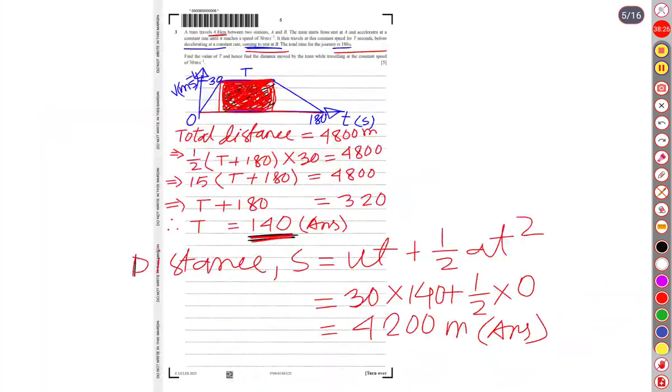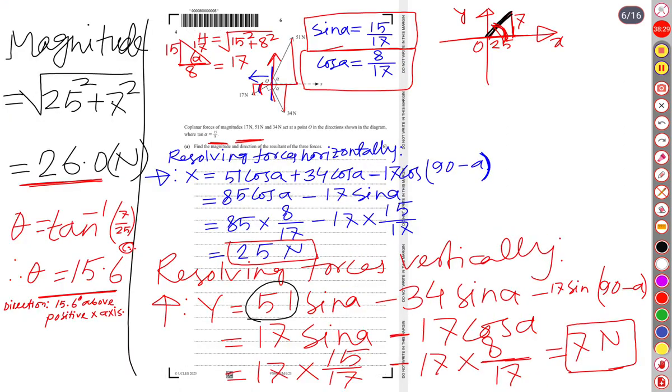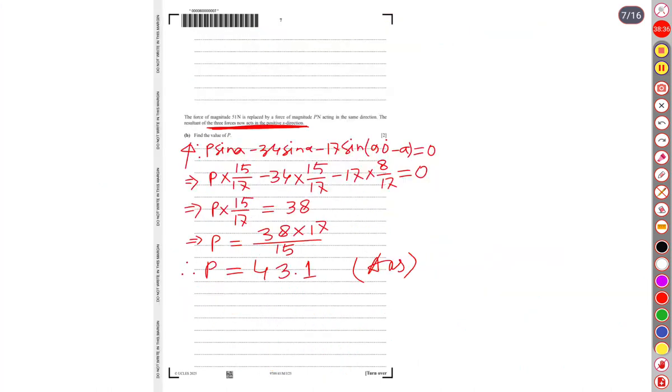This is number 3. Then the first part of 4, and after that the final part of 4. In part B there is only one twist. They have written that there is a resultant force in the x direction, which means in the y direction there is no resultant force. That's why we used the equilibrium formula, that the resultant force is equal to 0, and finally we obtained that P is equal to 43.1. That's all about this solution.